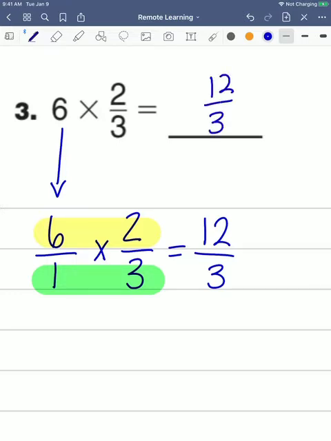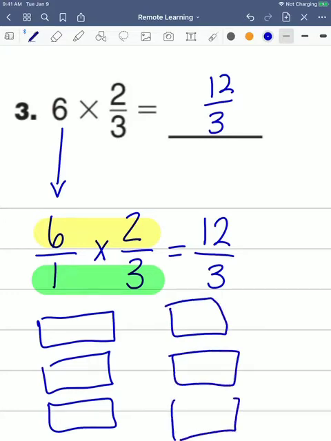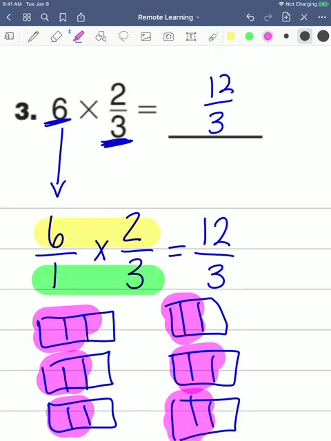I'll draw a picture just to give you an idea. If I have 6 sections, which is what we're multiplying by, and I divide them in 2/3, because our groups are of 3, our whole is 6, and I color in 2 of each because it's 2/3, I will have 1, 2, 3, 4, 5, 6, 7, 8, 9, 10, 11, 12 thirds.